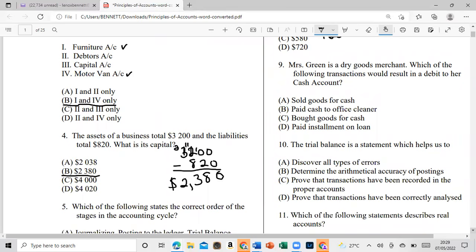All right, let's look at number 9. Mrs. Green is a dry goods merchant. Which of the following transactions will result in a debit to her cash account? Sold goods for cash. And that is exactly the answer, so we're not going to go any further. Notice it said debit to her cash account. So debit is when your cash increases. She sold the goods for cash.